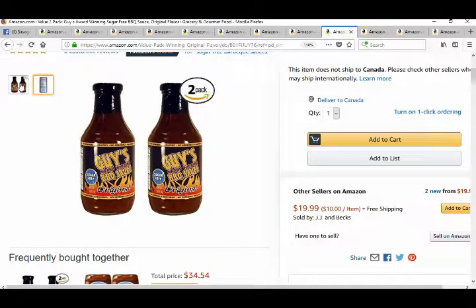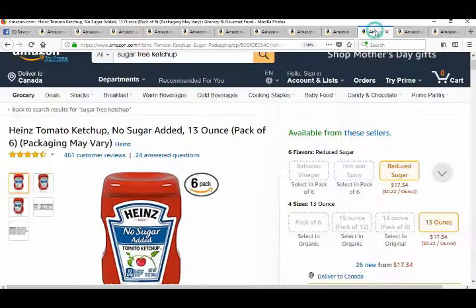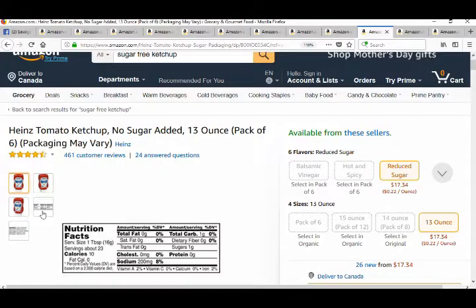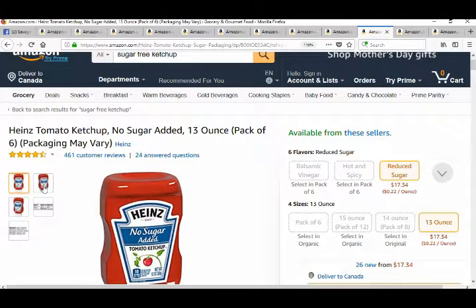This stuff is fantastic. Guy's barbecue sauce. You can get it at most supplement shops. You can get it online at Amazon, and it's insane. Ketchup, I don't know about you guys. I'm a ketchup guy. I love my ketchup. This has changed my life, and there's a lot of them out there.